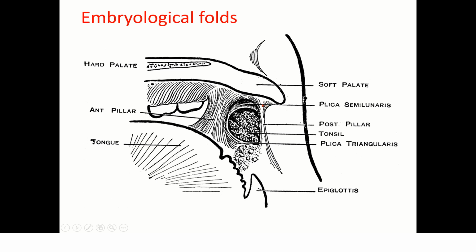You can see here, this is the plica semilunaris and this is the plica triangularis. This is the anterior pillar, the palatoglossal arch, extending backwards. Both are extending backwards from the palatoglossal arch, which forms the anterior pillar. This is the posterior pillar formed by the palatopharyngeal arch.